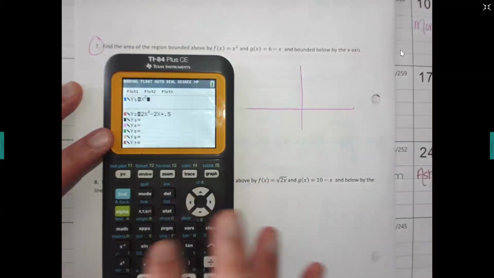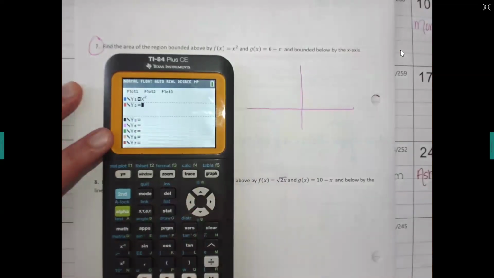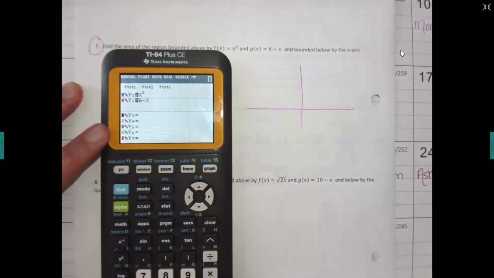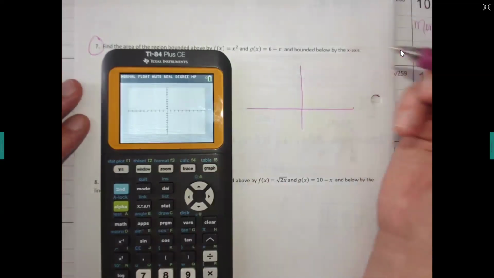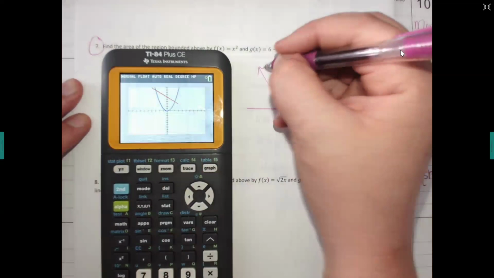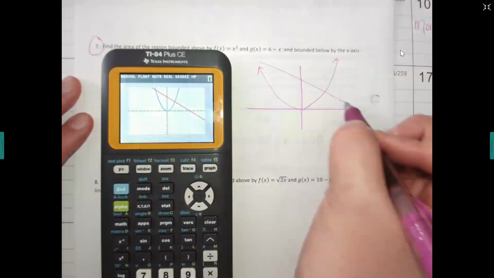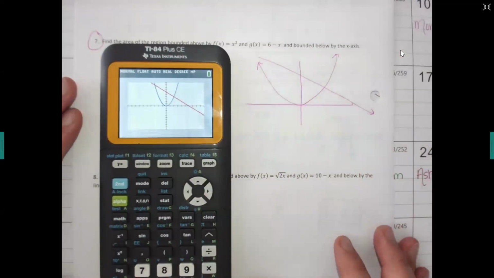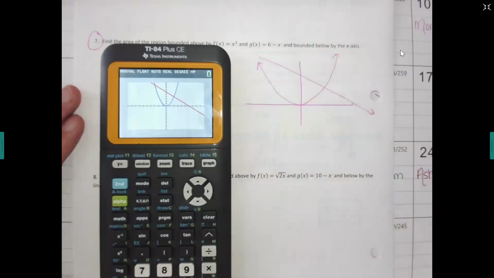We have an x squared, pretty simple there. And then a 6 minus x. Okay, now, once you have that graphed, I want you to look at the way that this one is worded. We do not want the region enclosed between these. So read the way that the region's described.